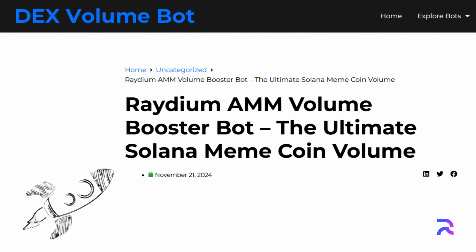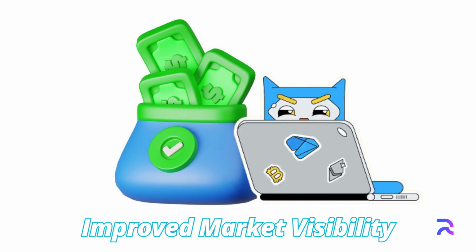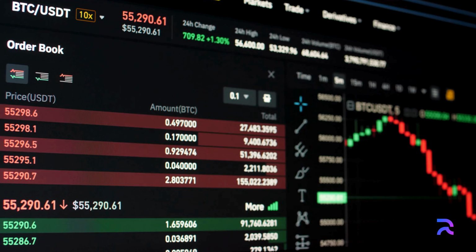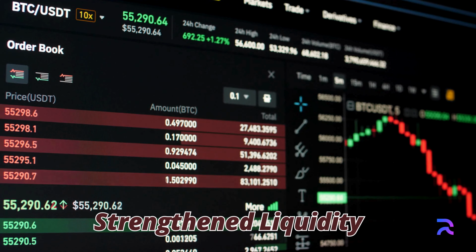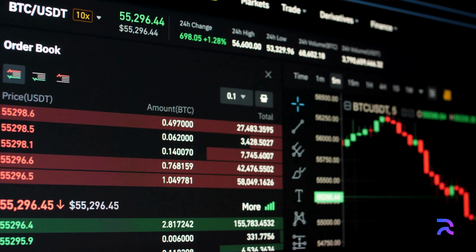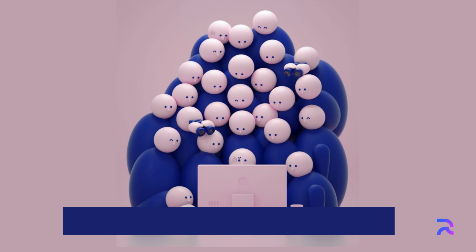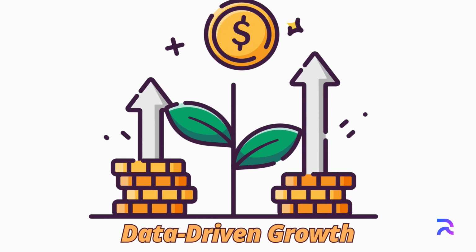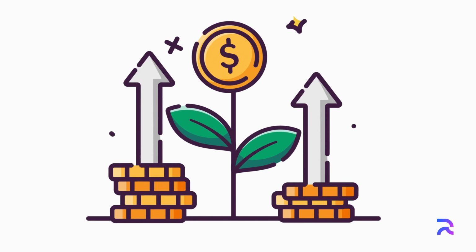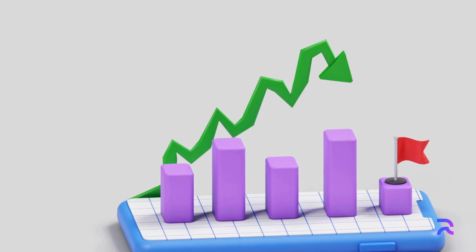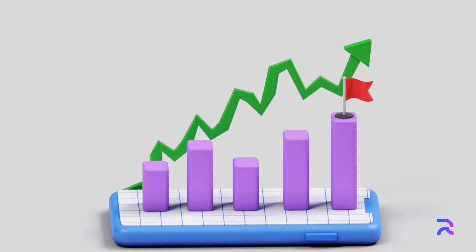Here's why the Raydium AMM Volume Booster is a must-have for Solana token projects. 1. Improved market visibility. Consistent trading volume helps your token get noticed on exchanges. 2. Strengthened liquidity. A robust liquidity pool creates a better trading experience for users. 3. Attracts new traders. Active tokens are more appealing to investors and traders. 4. Data-driven growth. Use analytics to guide your long-term strategy. 5. Scalable solution. Customize campaigns to fit your project's evolving needs.